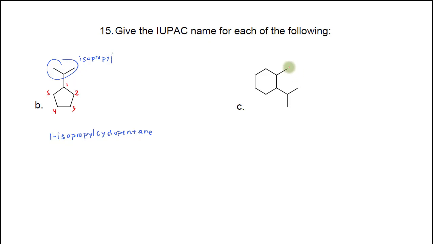All right, in this one, our groups are methyl and isopropyl. And the numbering either way is 1, 2 or 1, 2. And so now we use the tiebreaker as the alphabetical. Isopropyl is used here for alphabetical purposes. So this is 1-isopropyl-2-methylcyclohexane.